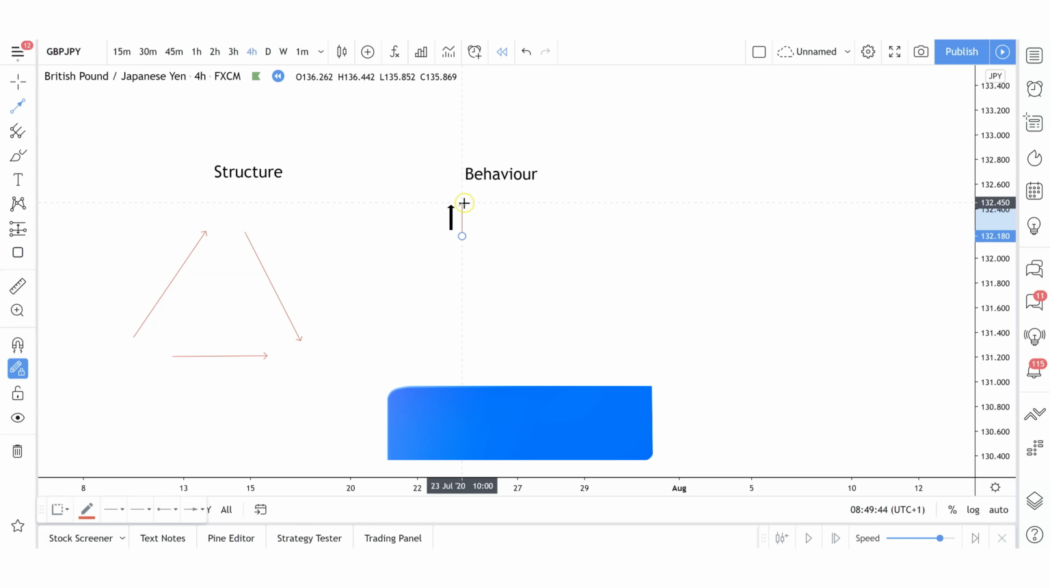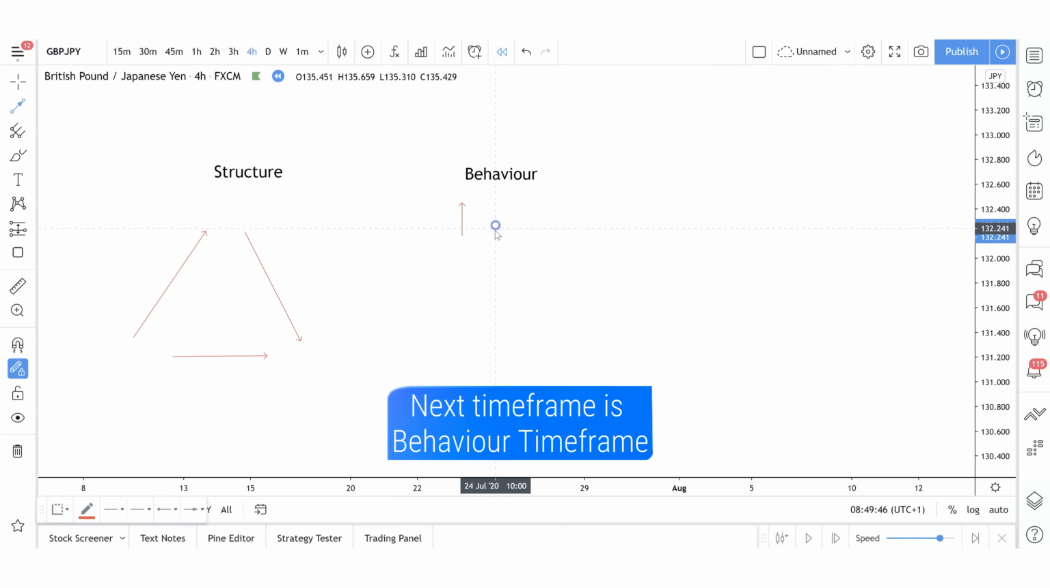Is the market creating lots of wick rejections? Is the market breaking structure? Is the market pulling back to create higher lows or lower highs, etc., etc.?